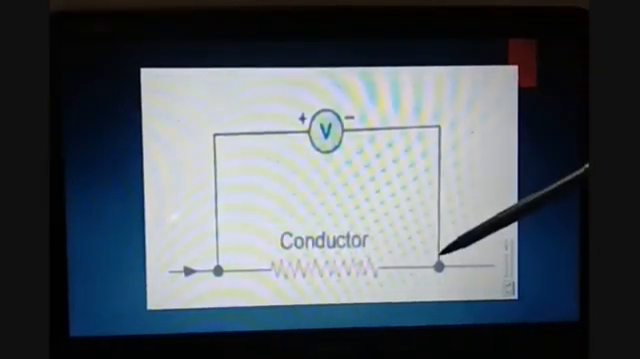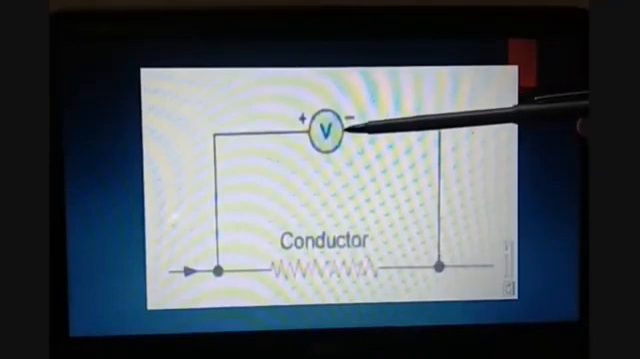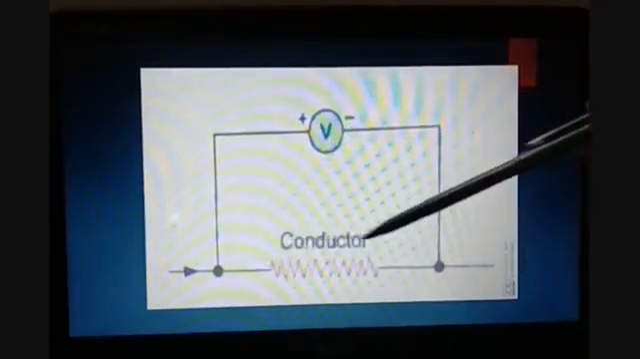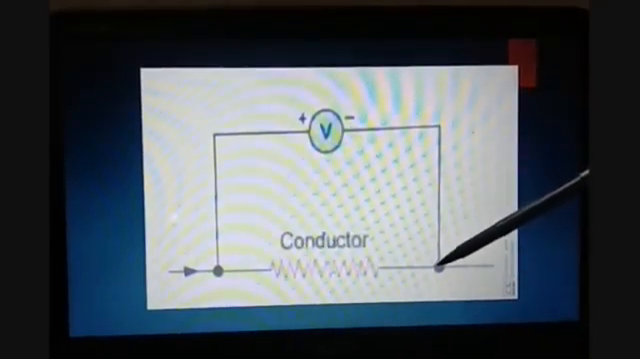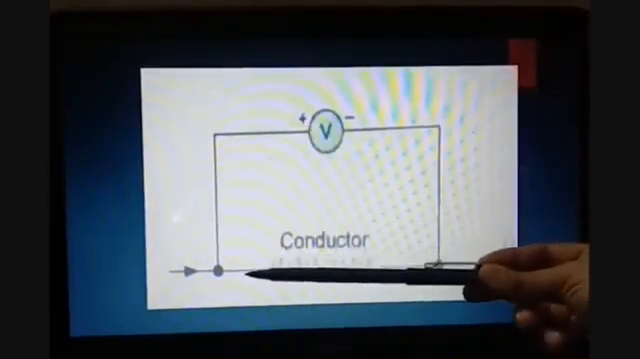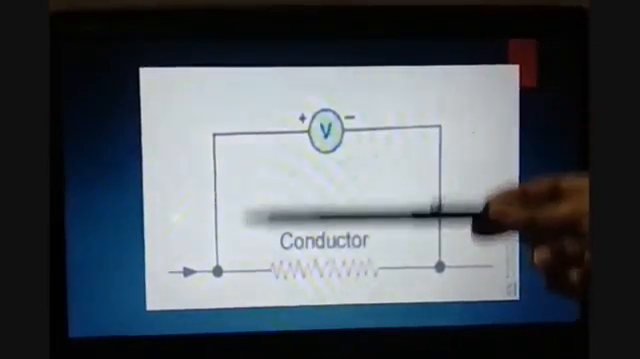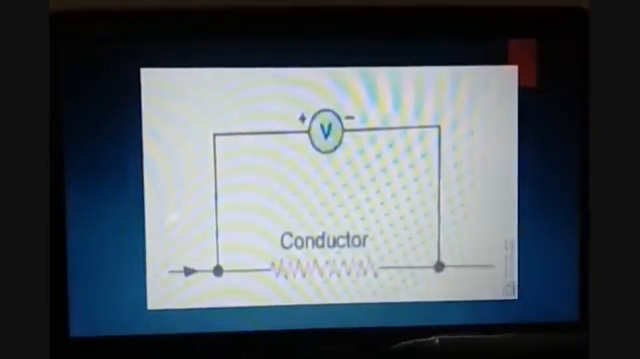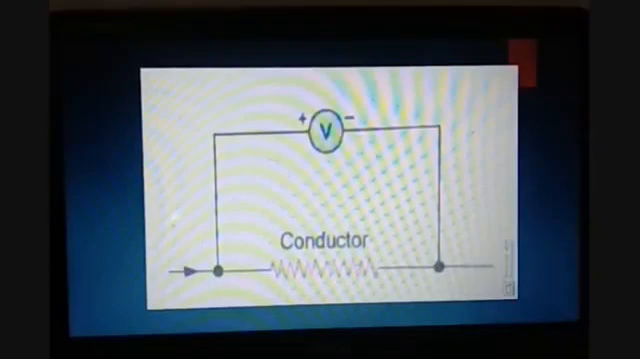And that is why we have to connect the voltmeter at two points of the conductor, and that always makes a parallel connection. The conductor and the voltmeter are parallel to each other, and that is why we say that the voltmeter is always connected in parallel across a conductor.